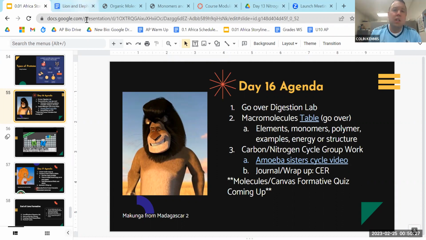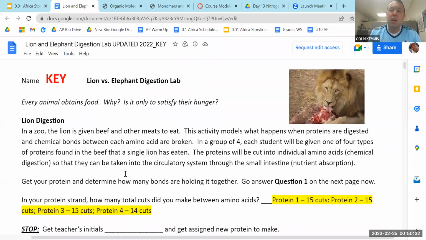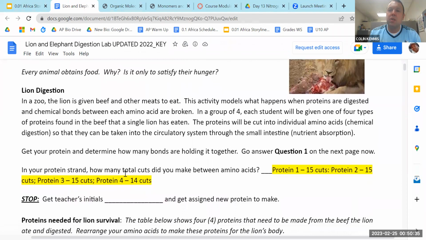All right, so here in the digestion lab, you were looking at the lion eating proteins. The first task you had to do was to figure out how many cuts there were in the different amino acids, and it worked out to n-1. Feel free to pause the video anywhere here if you need to think about the answers or check some of your answers. For the first protein, there were 16 amino acids, so you had 15 bonds broken. Protein 2 had 15. Protein 3 had 15. The fourth one was a little different, with 14 cuts.